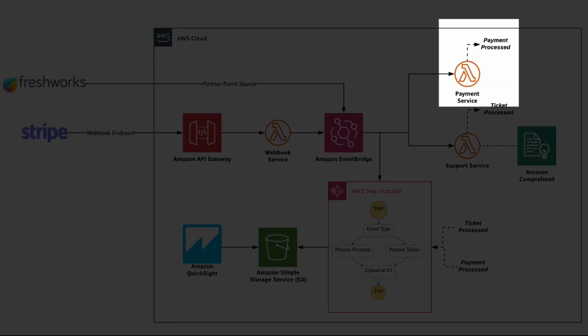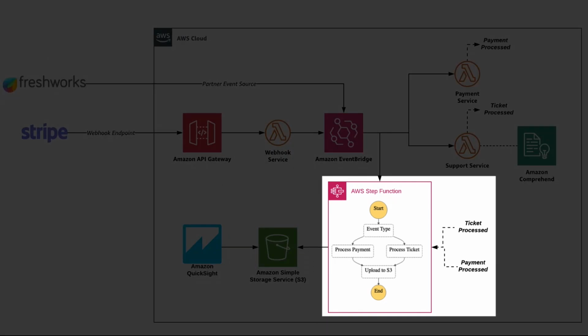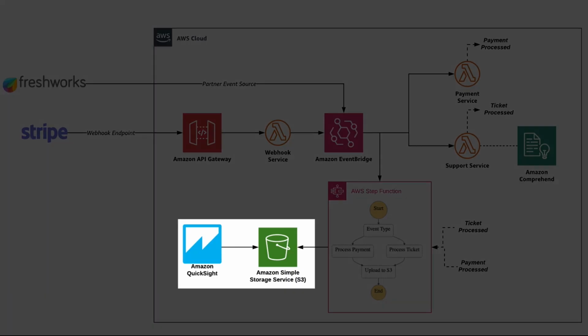Once it completes the operation, the payment service will publish a new event called payment process to Amazon EventBridge. Amazon EventBridge will then route this event to AWS Step Functions directly to process the data and upload it into Amazon S3 to be displayed in Amazon QuickSight as our dashboard.